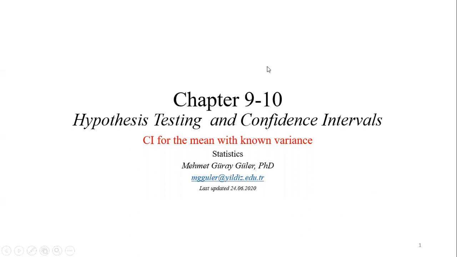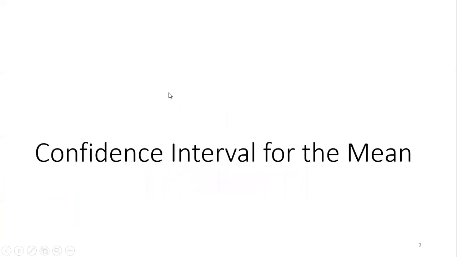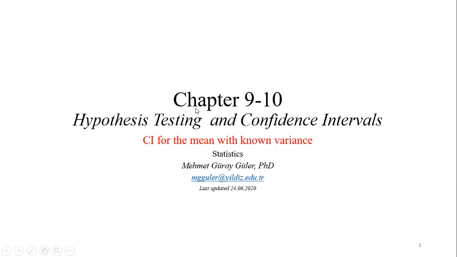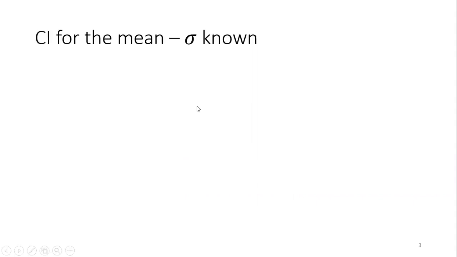So in this video, we will talk about the confidence intervals for the mean with known variance. Okay, so when you know the variance, how can we construct the confidence interval for the mean? So what does it mean? What's a confidence interval? I'm just giving a different way of defining the confidence intervals.